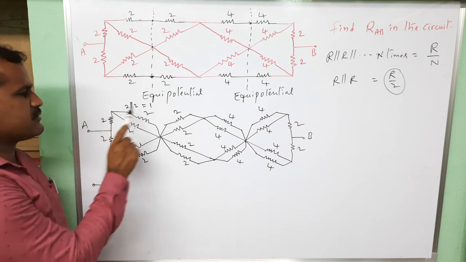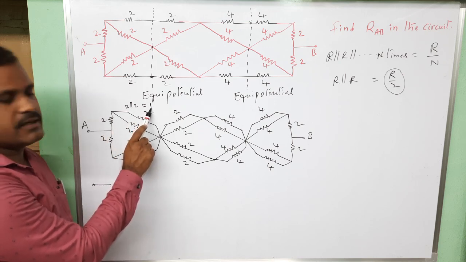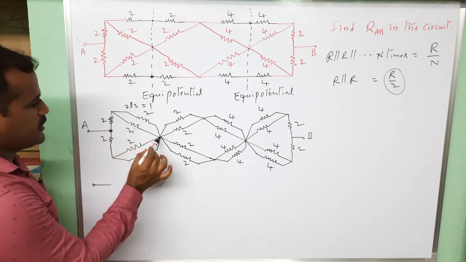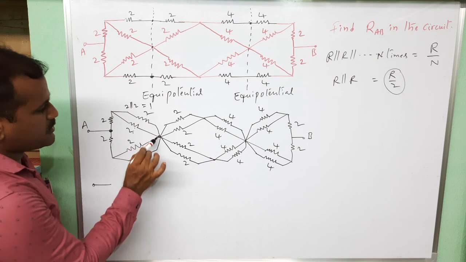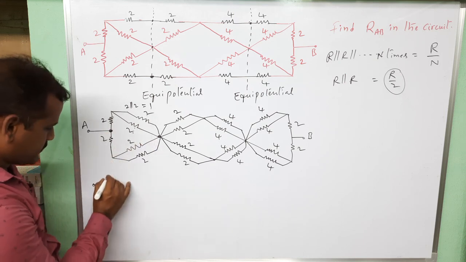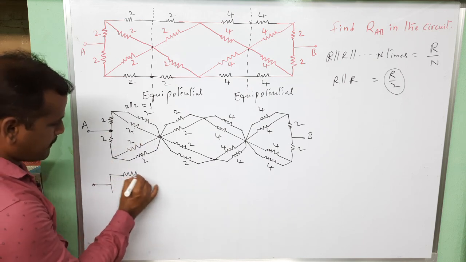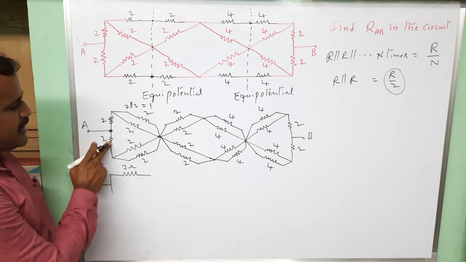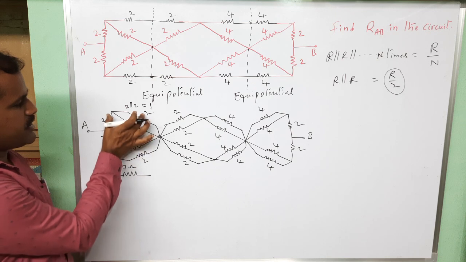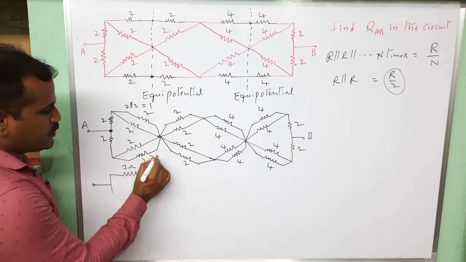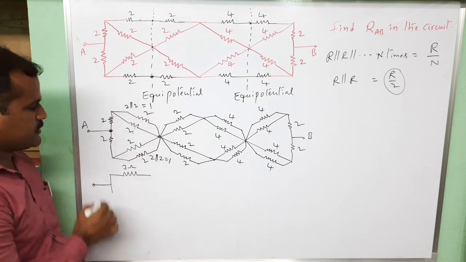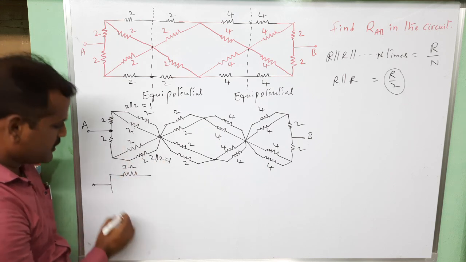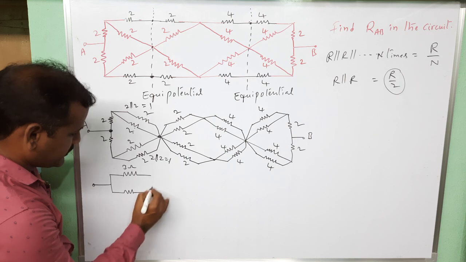This 2 ohm resistance in series with 1 ohm resistance. 2 in series with 1 means 3 ohms. So from this point to this point, in this path, we get 3 ohms resistance. Here also the same combination we can observe. 2 parallel 2 is 1 ohm. This 2 ohm and this 1 ohm in series, 2 plus 1, 3 ohms resistance. So we are writing here 3 ohms resistance.